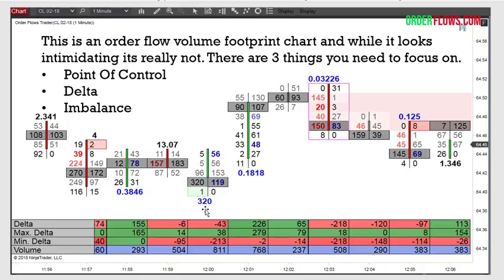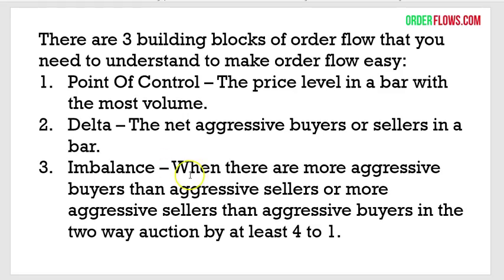So when that happens, when the seller lowers his price to 1 and sells the 1 bid, then he is the aggressive seller. If the buyer went from 1 and moved his price up and bought the 2s, he is the aggressive buyer. Right? I think I said the wrong thing before. So when the seller at 2 goes down to 1, he's the aggressive seller. When the buyer at 1 moves his price up to 2, he's the aggressive buyer. And an imbalance is when you have more aggressive buyers than aggressive sellers, or more aggressive sellers than aggressive buyers in the two-way auction by at least 4 to 1.